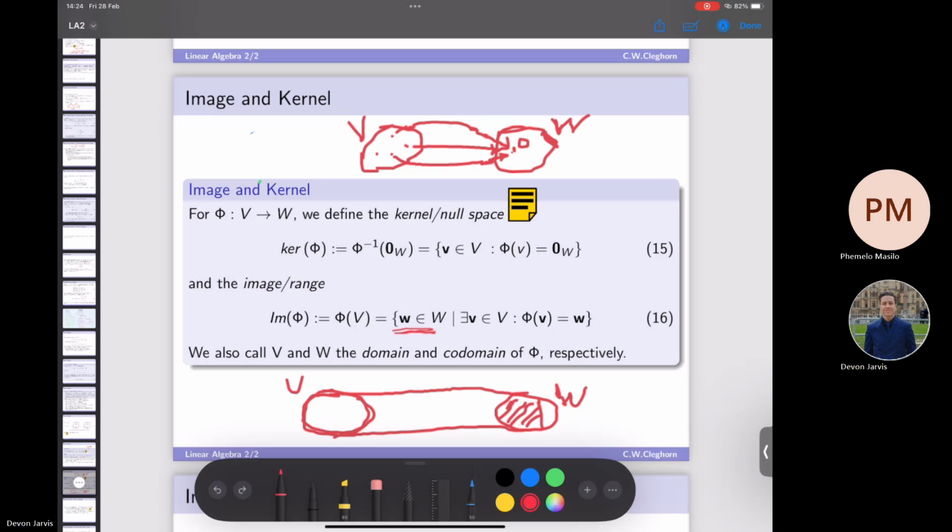Good? Okay, then the second definition that matters is what's called the image of the mapping phi. That is all vectors in W, so vectors in the new space, such that there exists a vector in the original space that got mapped to it. If I pick any vector in the original vector space and apply the mapping to it, I get a new vector in W. The image is that set of new vectors.